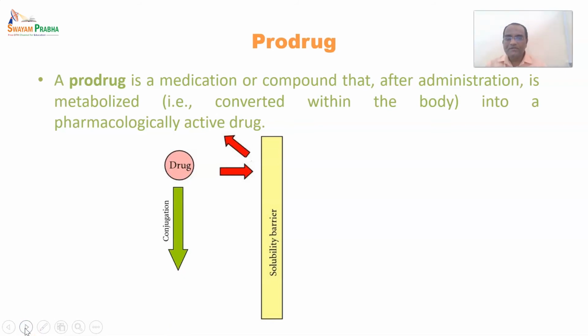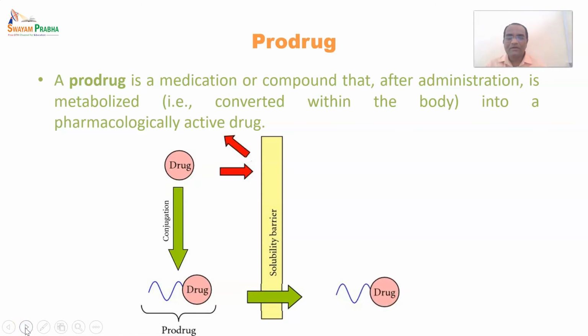Now, conjugation means joining. The drug is joined with some molecule, and now it becomes a prodrug. So the molecule is now ionic in nature, and this ionic nature of the drug molecule lets it cross the solubility parameter.